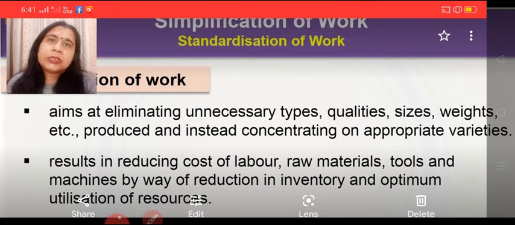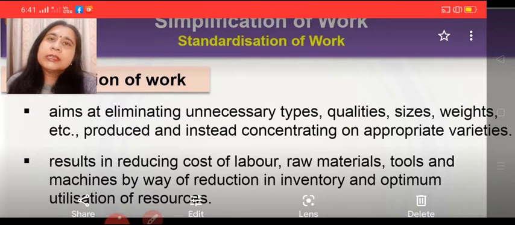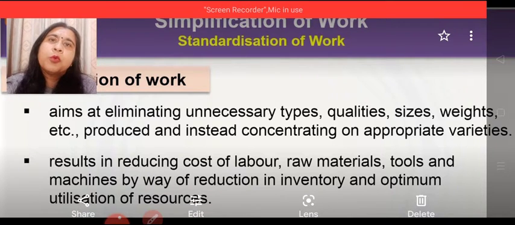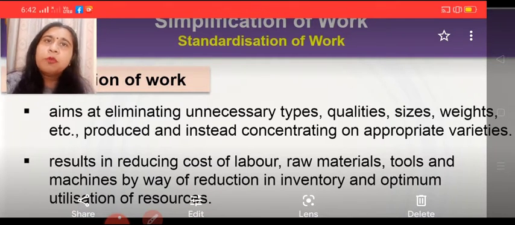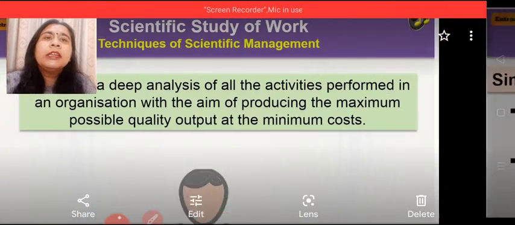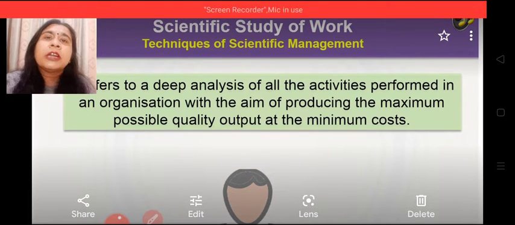So standardization of work and simplification of work are complementary to each other. Standards are also maintained and work is made more and more simple. This is the technique of scientific management. Another technique of scientific management that we are going to start now is scientific study of work.